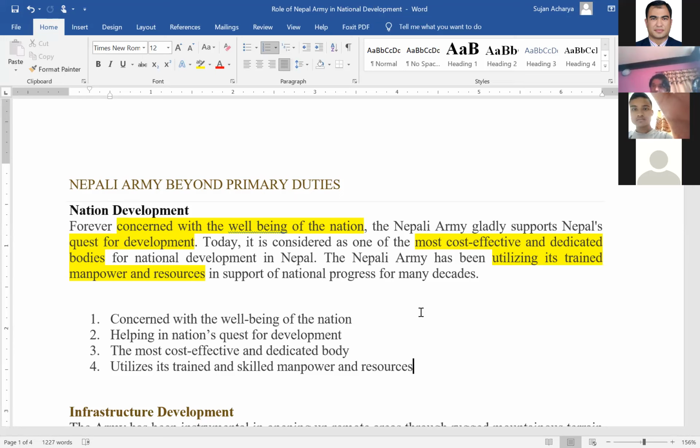Now, if somebody asks you, what's your aim in life? My aim in life is to be in the army. Why? Because the army is concerned with the well-being of the nation. Reason number 2, because the army is helping in the nation's quest for development. See, it comes in now. It's like killing so many birds with one slingshot.